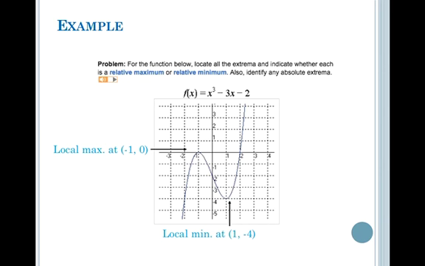Now if you notice, there's no one value that's the largest value on the graph, because the graph goes up forever to the right. And if you look at the left, the graph goes down forever. So there's also no one minimum value. So here we would say that there is no absolute extrema.